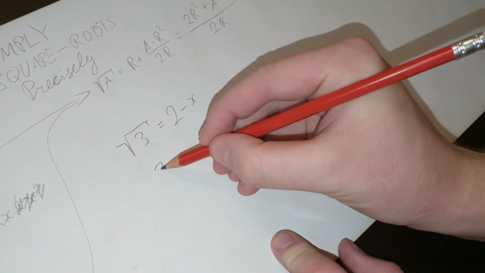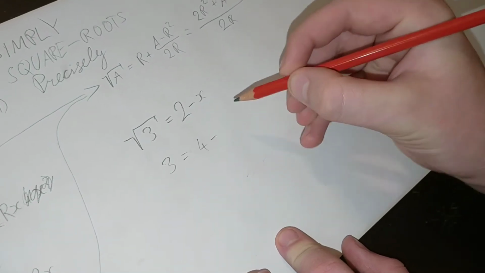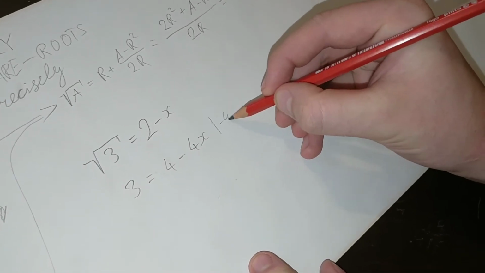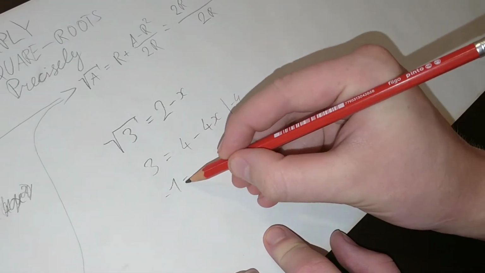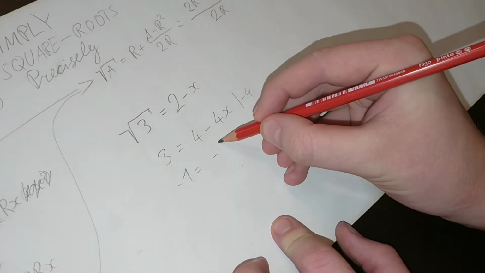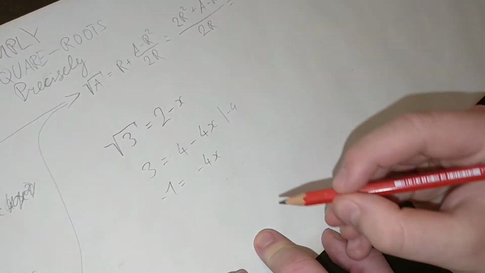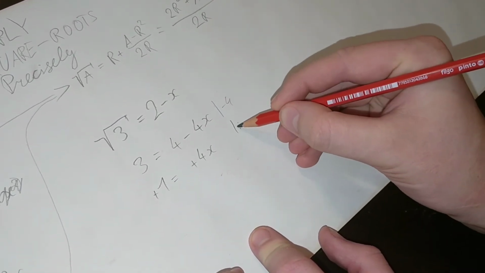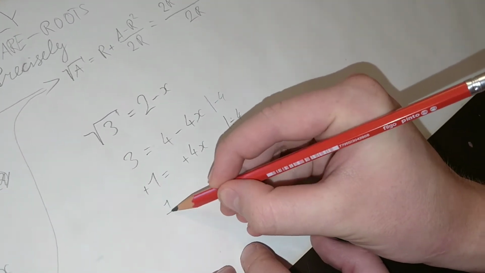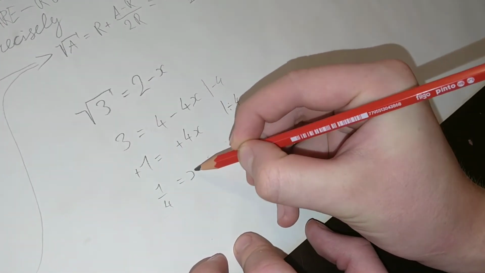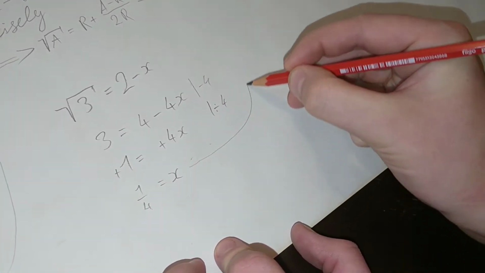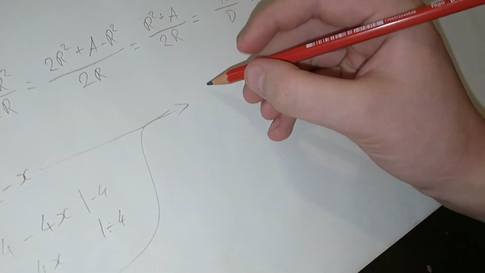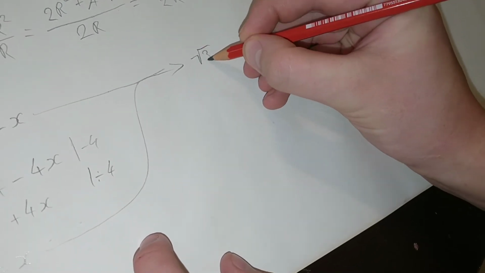Square the whole thing and get 3 equals 4 minus 4x. Subtract 4 to get minus 1 equals minus 4x, and make everything positive. Divide by 4 and you have 1/4 equals x. Plug that in for x and we get the square root of 3 to be 7 over 4.